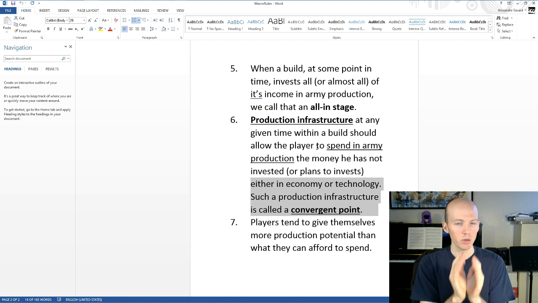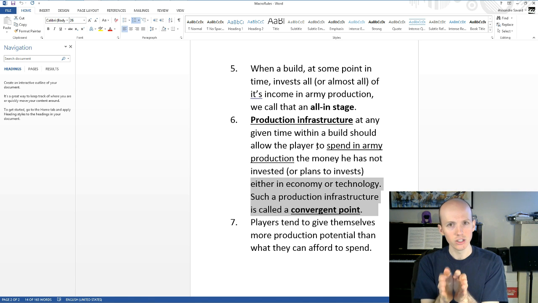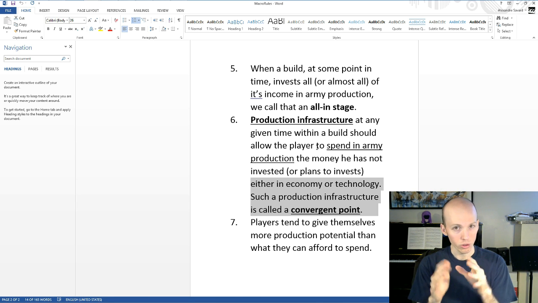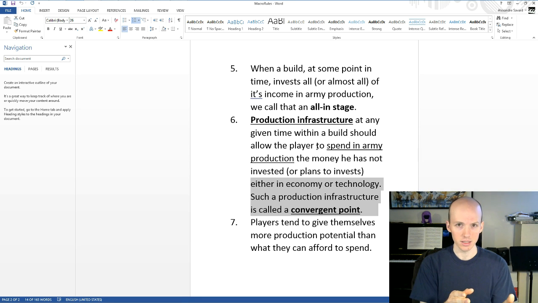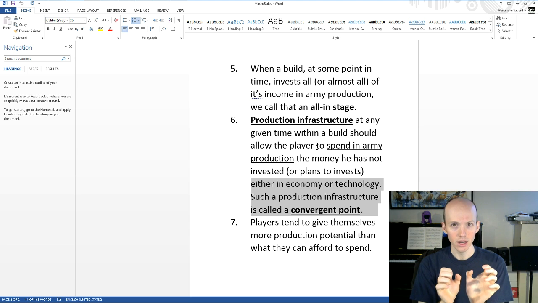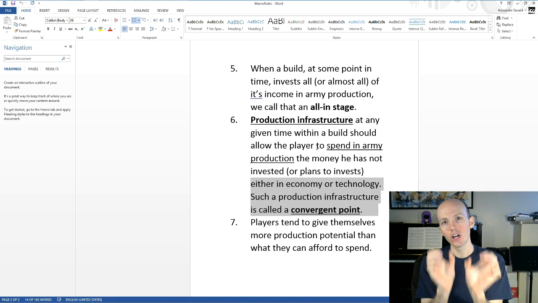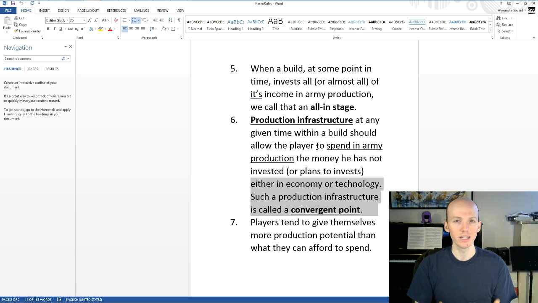And we've also said that we want to spend pretty much all of our money at all points in time in StarCraft. So once I've invested the money I wanted to invest in economy and technology, there's going to be an amount of money left over. And that amount of money, I should be able to spend it all with my production buildings in army units. So in order to do so, I'm going to need a certain amount of production buildings. If I have just the right amount of production buildings, I should be able to spend all of my money without having to overqueue my production buildings. When you've got this just right amount of production buildings to spend all the leftover money, then you've got what we call a convergent point.